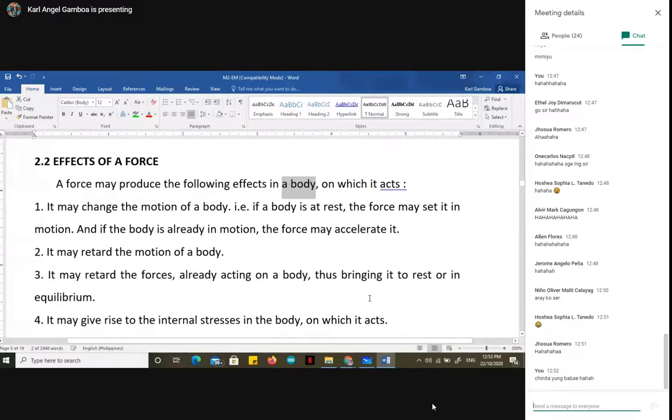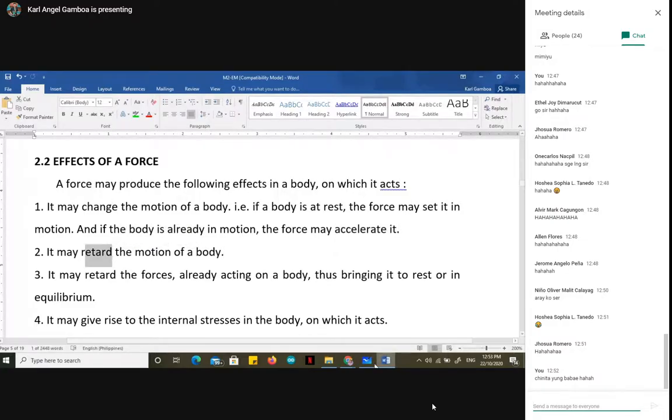It can either what? Pwedeng pabilisin or such. For example, if a body is at rest, so hindi yan gumagalaw, the force may set it in motion. And if the body is already in motion, the force may accelerate or retard the motion of the body. So dalawa yan. Kapag hindi siya gumagalaw, pwede tayo mag-apply ng force para gumalaw. Pero hindi not all the time, as long as much greater yung force applied mo kaysa doon sa force na meron sa isang body. Okay, if the body is already in motion, it may now accelerate it or retard.